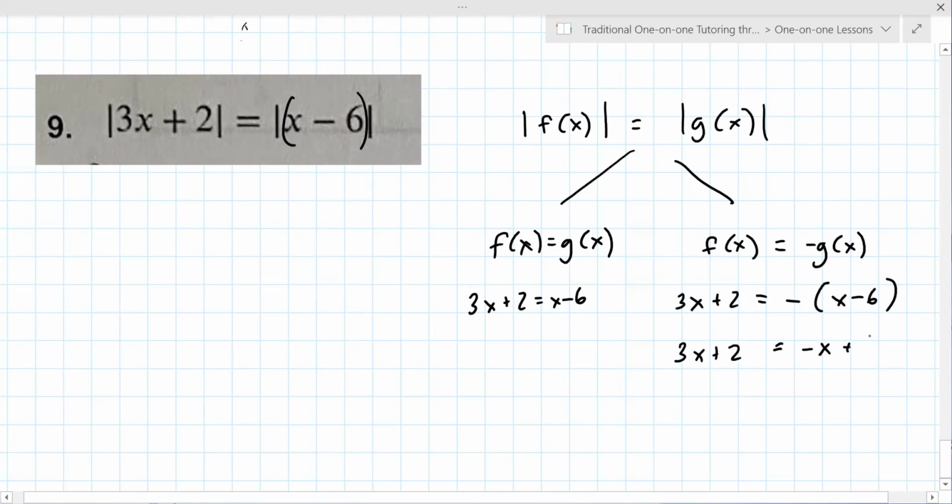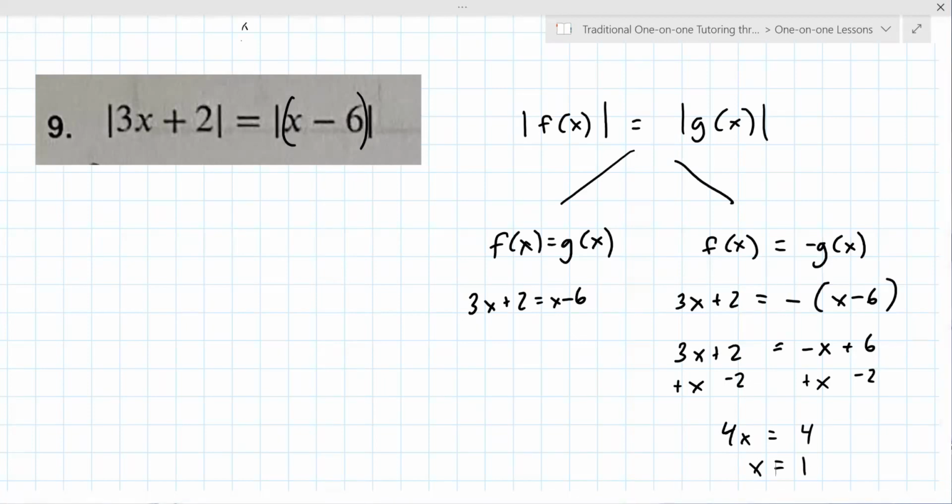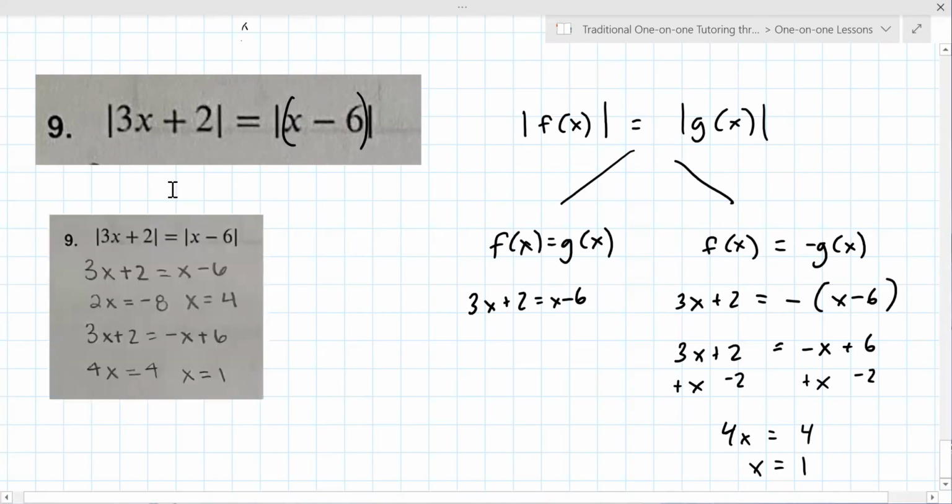So this is -x plus 6. Add x to both sides. Subtract 2, you get 4x equals 4, and you get x equals 1 again. You already got that though. Oh, 2x. Oh no, you did this right. I'm so sorry. I didn't follow your work. I apologize. You have this down perfect. I'm used to seeing this up here, but this is correct and this is correct. Well done on that.